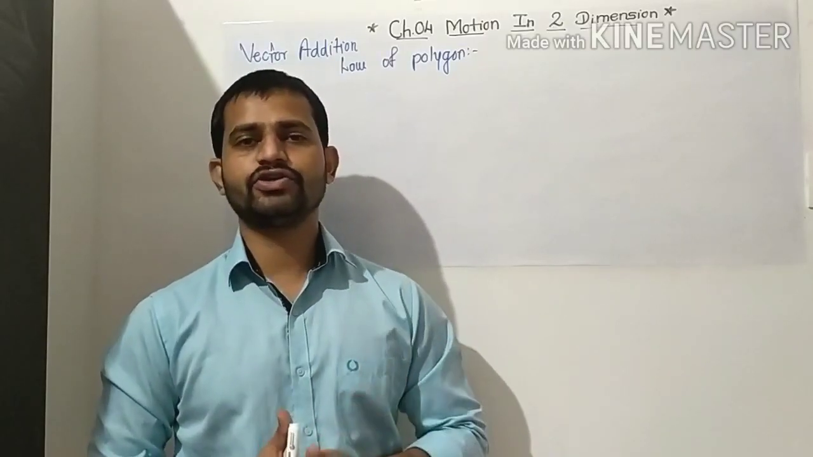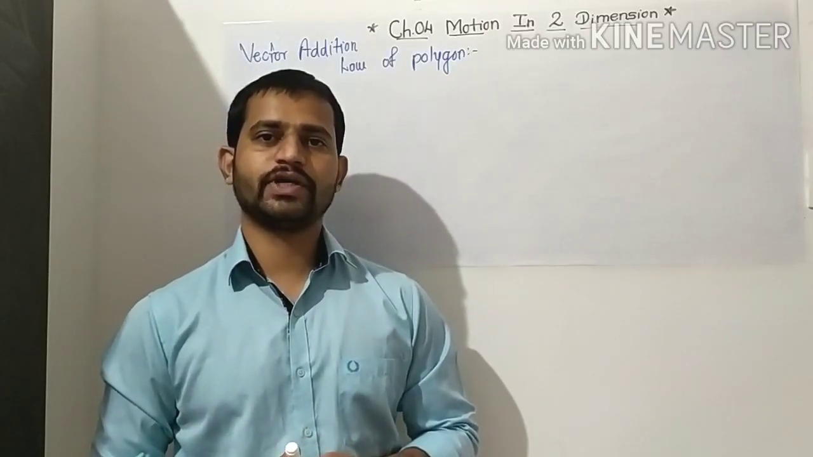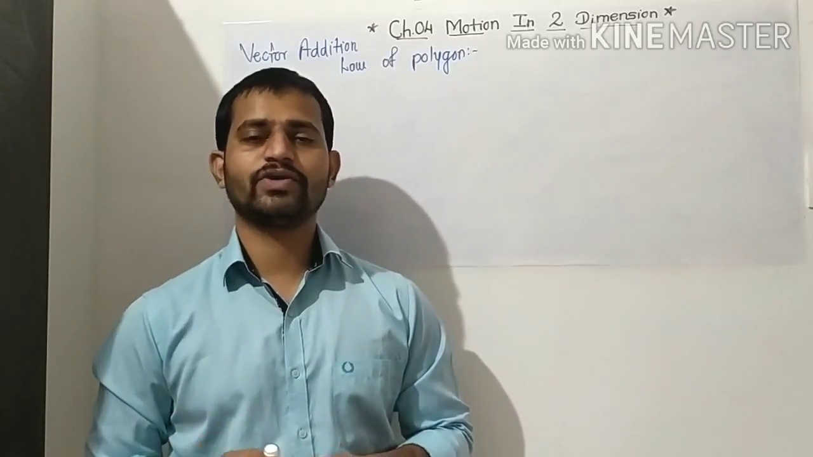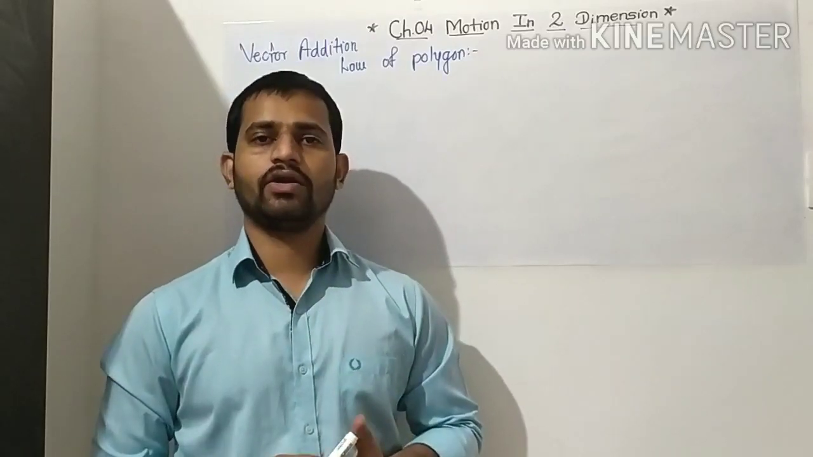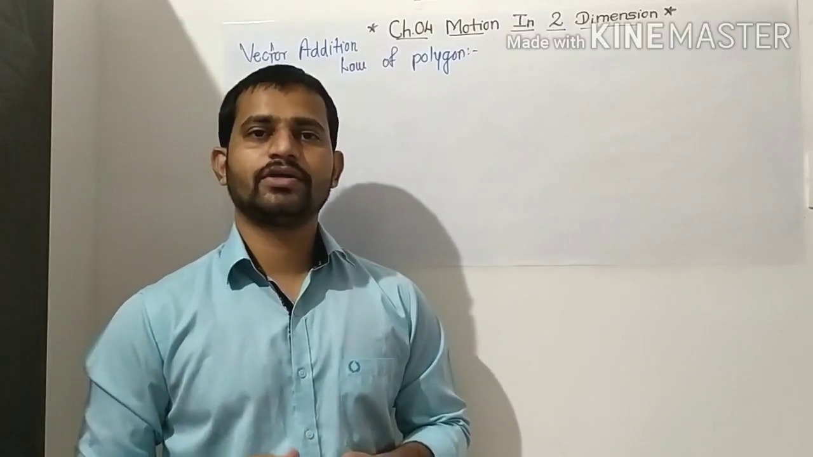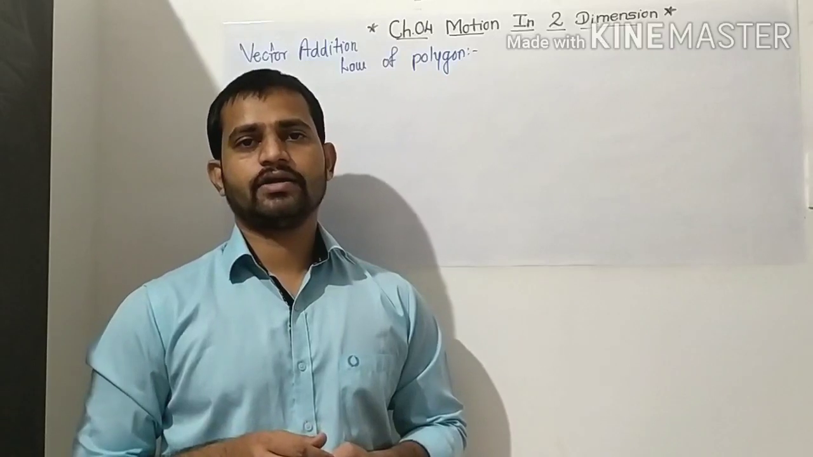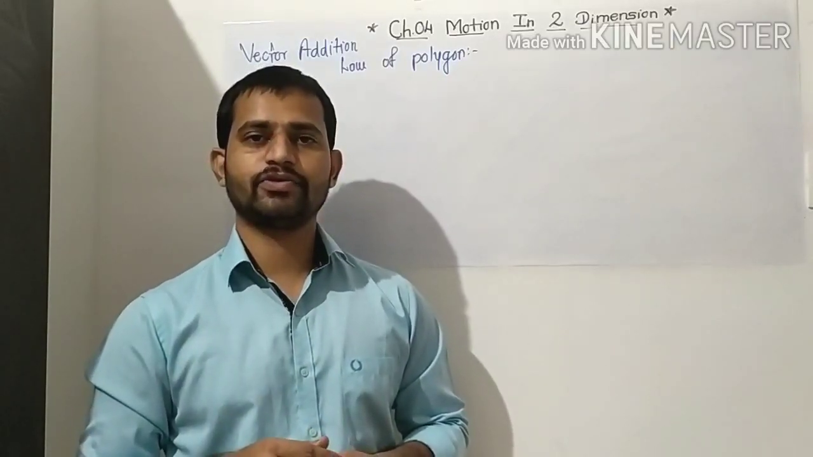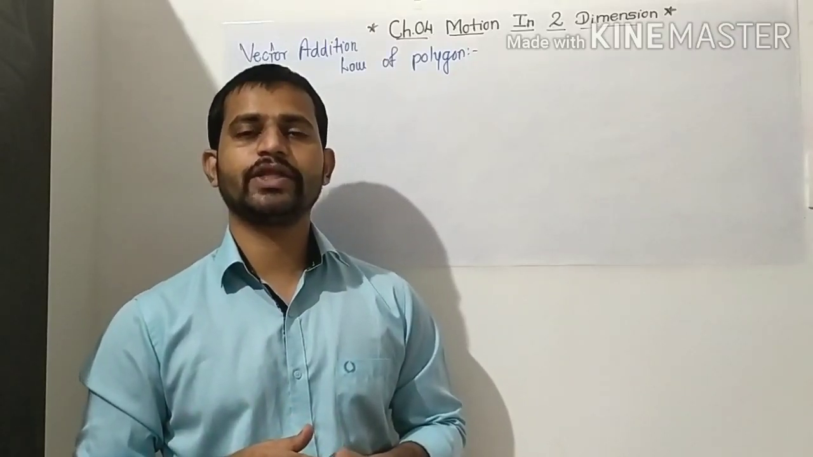The initial position of the first vector will join the final position of the last vector, and that line will give us the direction and the magnitude of the resultant of all the vectors. So if we go for the addition of all the vectors, the vector joining the initial position of the first vector with the final position of the last vector will give us the value of the resultant.